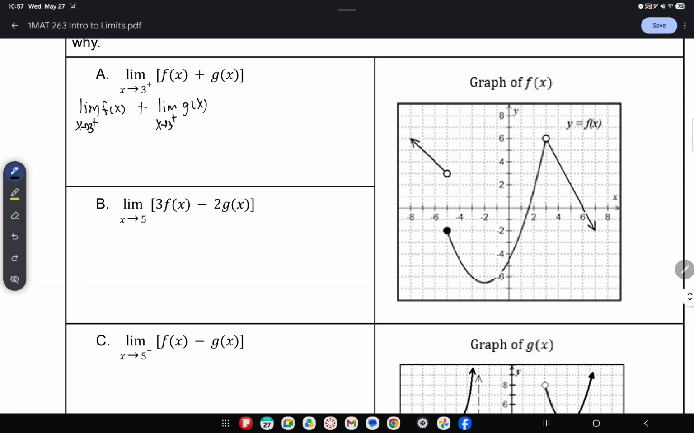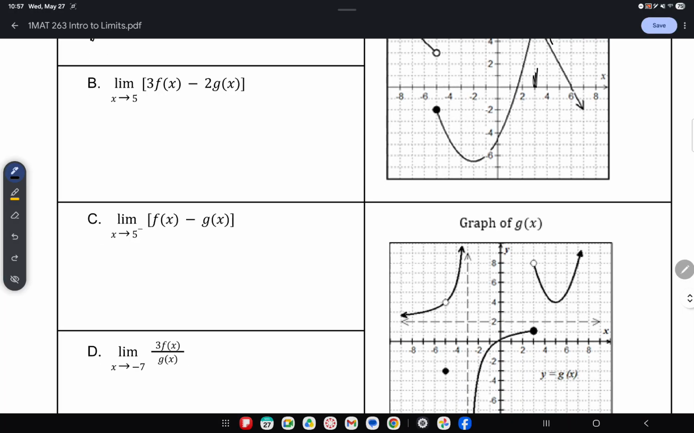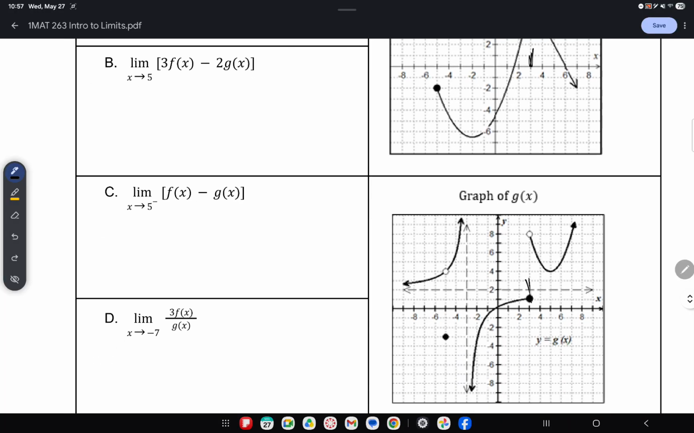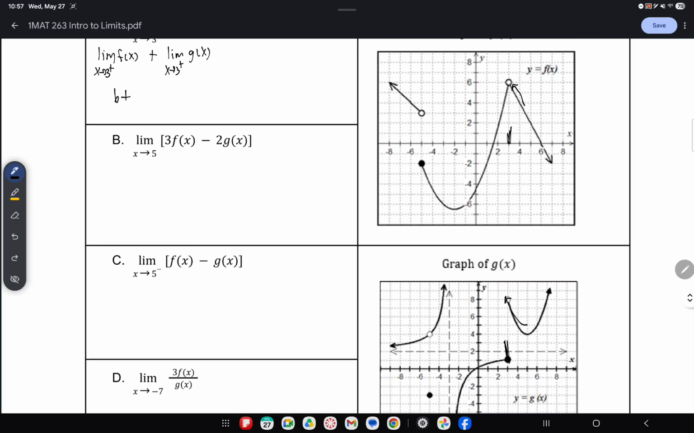So for f of x, here's 3. And we want from the right. So from the right, we are approaching 6. And then on g of x at 3, from the right, we are approaching 8. And 6 plus 8 is 14.